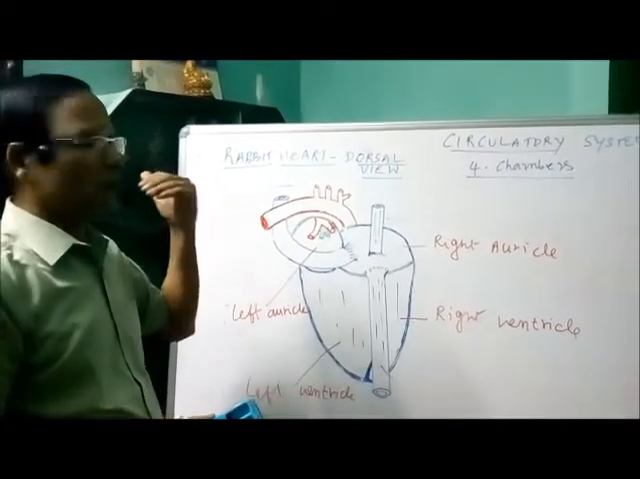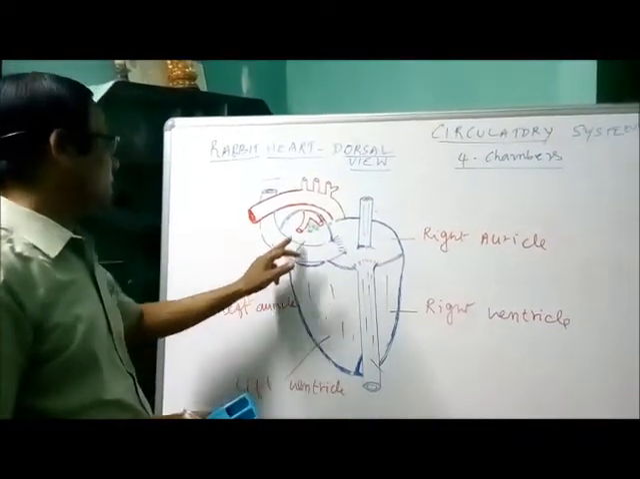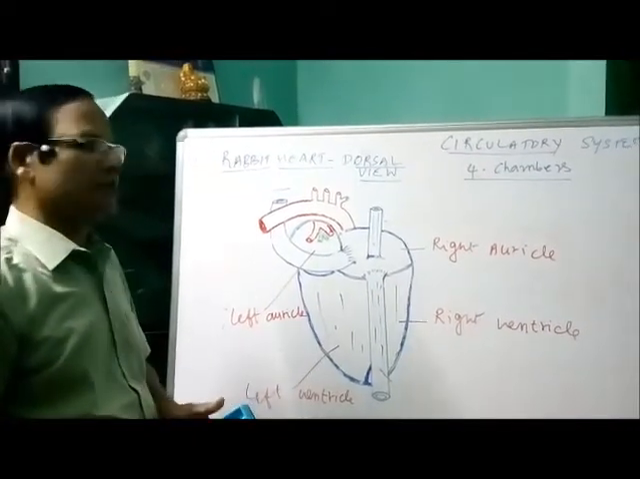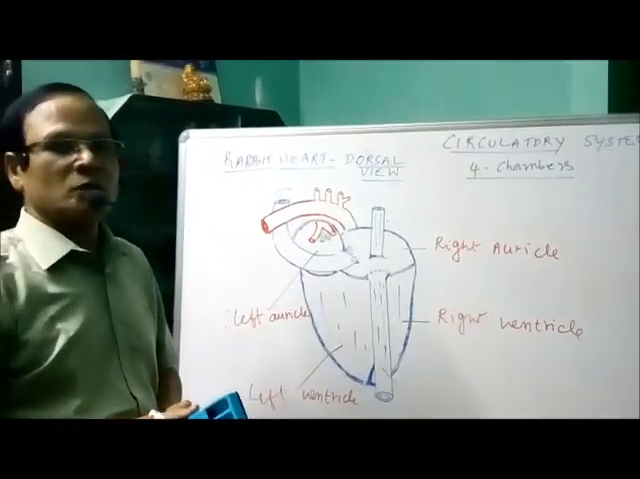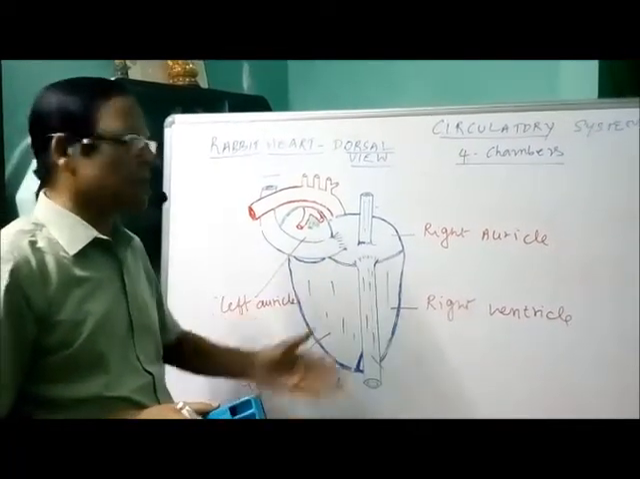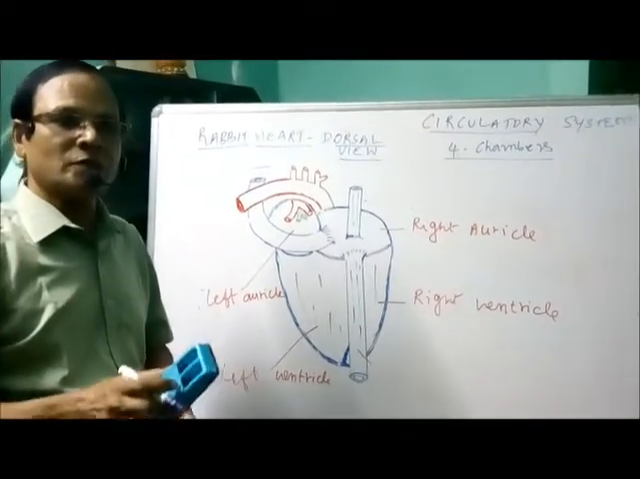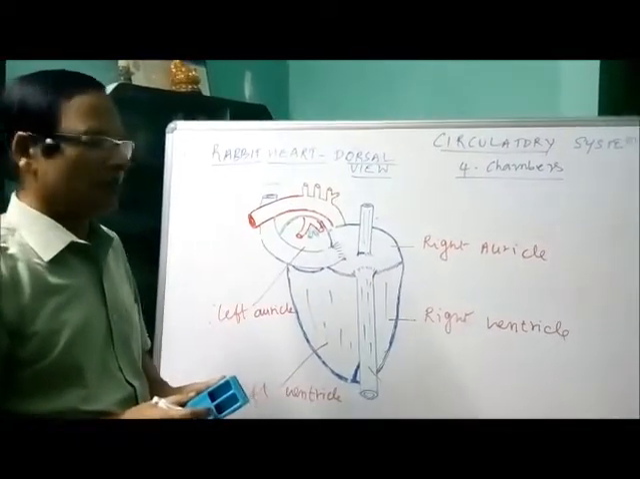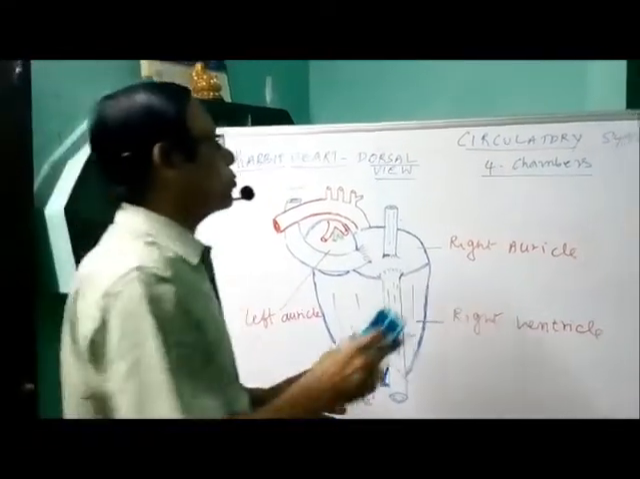Now, we are seeing the heart from the dorsal view. This is the right auricle and this is the left auricle. In the lower chamber, this is the right ventricle and this is the left ventricle. There is a partition between the right auricle and the left auricle called the interauricular septum. Similarly, between the two ventricles there is a partition wall called the interventricular septum. This is about the chambers of the heart: two auricles, two ventricles.